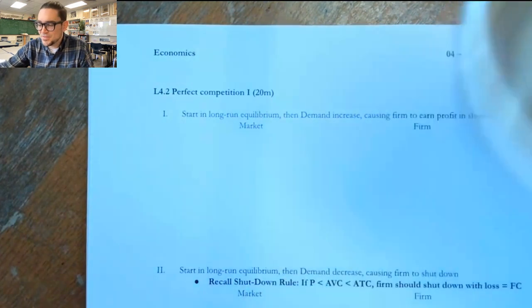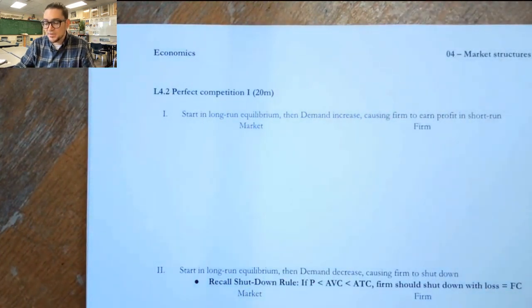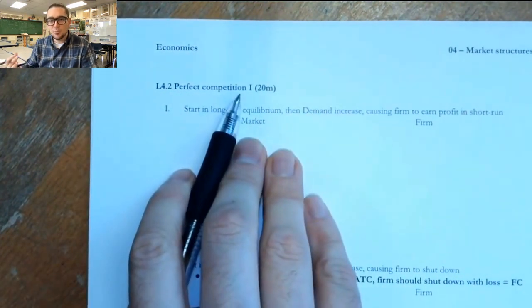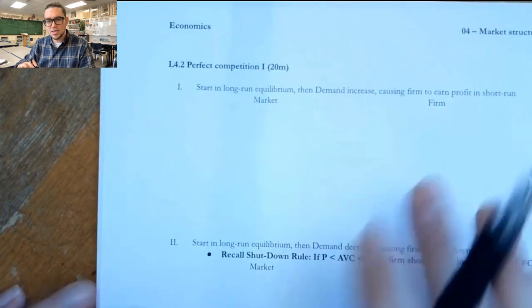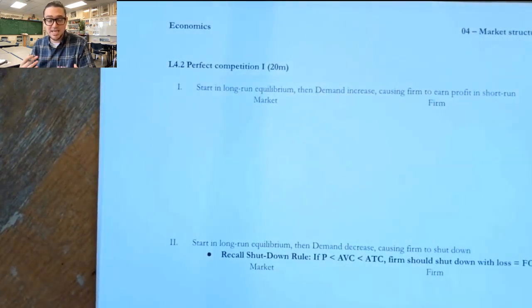Oh, hi there. So in this video, we're going to be taking a look at perfect competition number one. We're going to really start in long-run equilibrium with all three of these pictures, the market and the firm, and then we're going to show what happens when something changes in demand for the firm's products that would lead the firm to earn a profit, or the firm to earn a loss, or the firm to earn so much of a loss that it actually shuts down. So we're going to look at all three of those scenarios in this video.